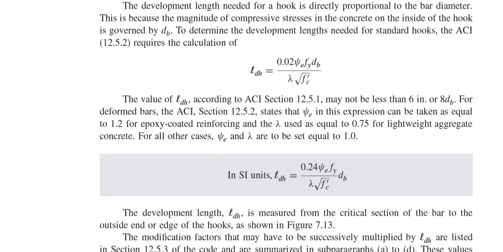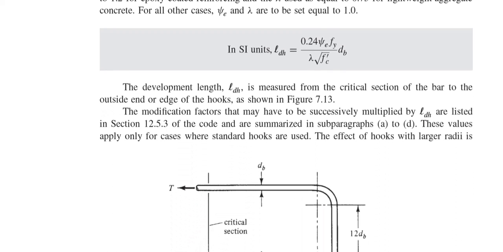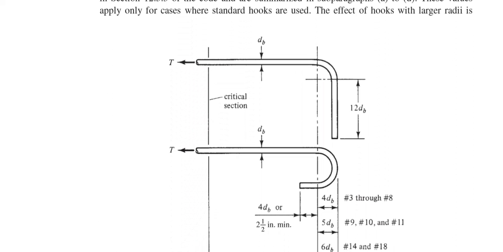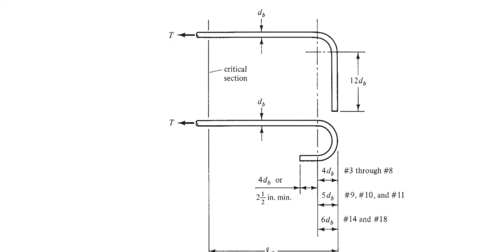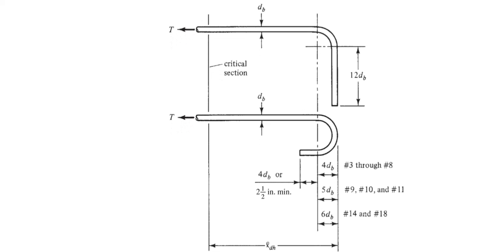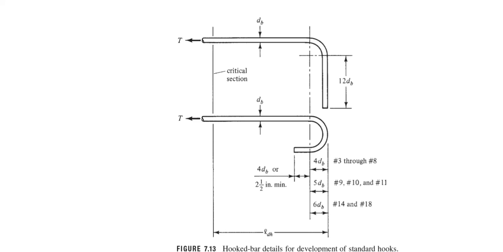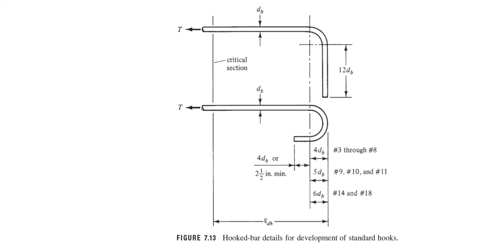Okay, so now, what is the definition of hook? Hook doesn't mean that you will just hook the bar and it is done. No, it has some specification. So you can see here. Say if this is your point, from here to the end of the bar is called development length for hook. So if I make it small so that you can see better, the distance from the point of concern or critical point to the outside edge is called the development length for hook.